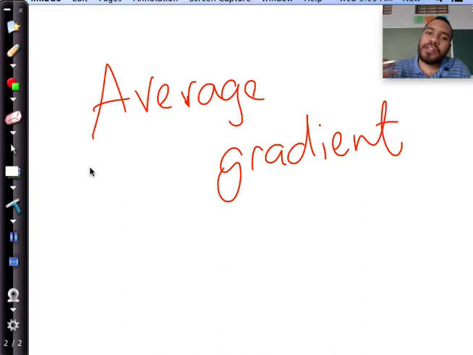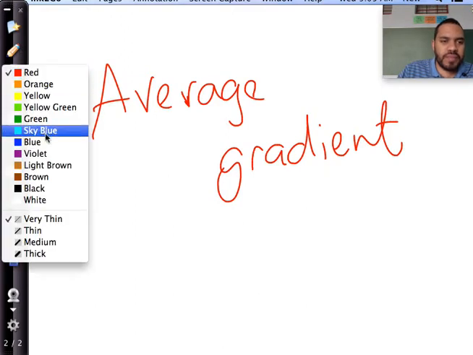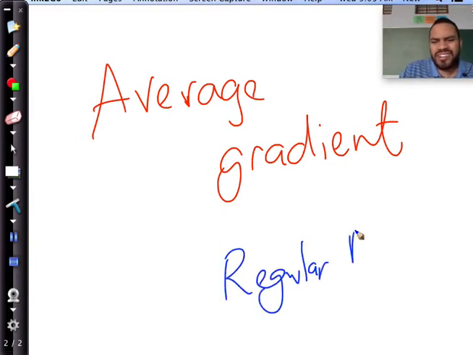Okay, so now we're going to look at the concept of the average gradient. That's the one thing you're going to take away today, and then we're going to compare this with something else. Now the average gradient, guys, I'm going to speak of this in terms of what we call regular math. Not really a challenge, something you already know.